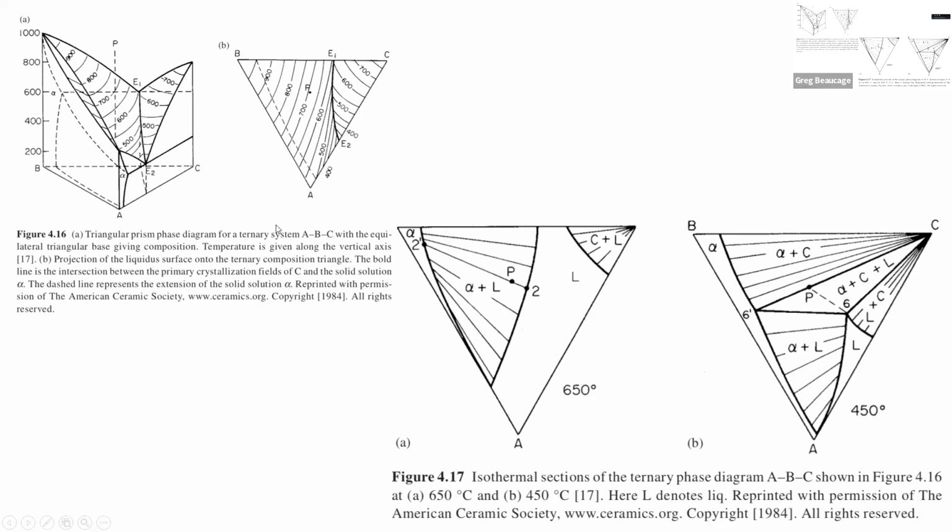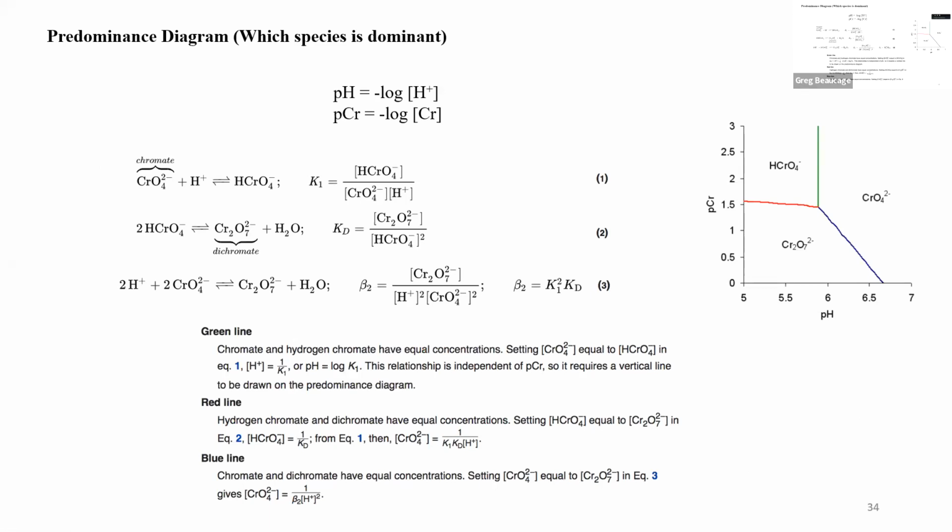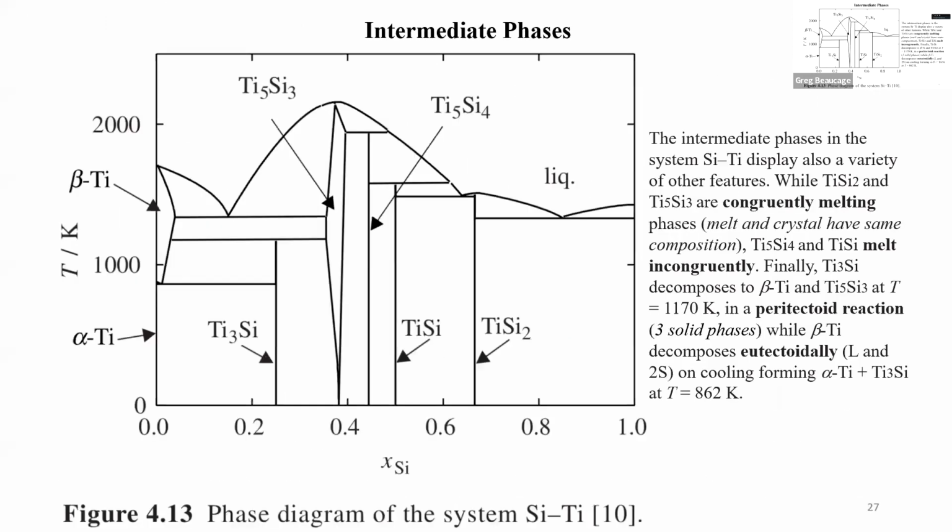And there's ways to do tie lines in this. So phases that are in equilibria. So it's a whole kind of field. If you get into ternary phase diagrams, you'll have to figure it out, I think. But maybe I'll talk about this later a little bit on predominance diagrams.